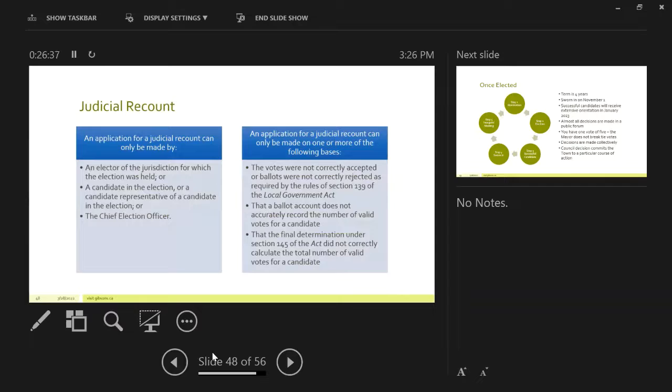Does a judicial recount only happen if there's a tie, or is it basically if there's a separation? If someone challenges. Yeah, if someone challenges them. So this is more about the judicial recount, who can apply to have a recount, and some of the circumstances that would come up to have one.